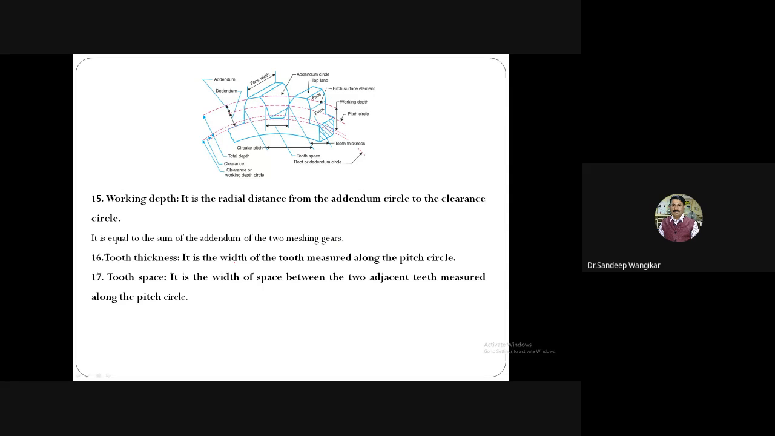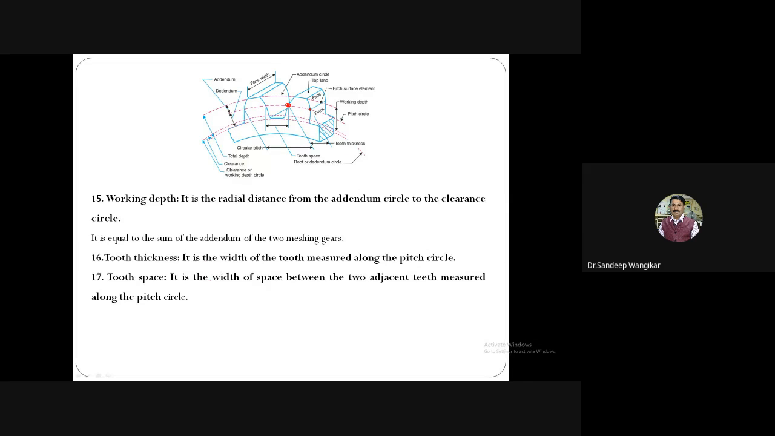Tooth thickness, it is the width of the tooth measured at the pitch circle. Very important. Thickness is nothing but the width of the tooth, but very important, measured at the pitch circle. So from the pitch circle, I will highlight from this point to this point, and whatever is there is called the tooth thickness.